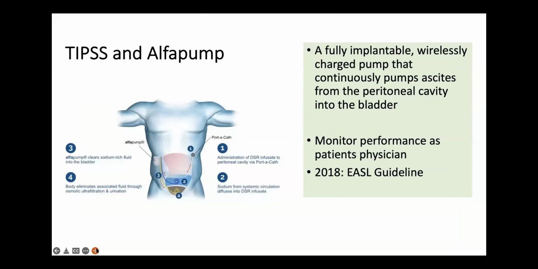So TIPS and your alpha pump. This is a pump that is fully implantable, wirelessly charged, that continuously pumps ascites from a peritoneal cavity and pumps the ascites into your bladder. I've never seen this, but you install it and you can actually monitor how much ascites is being pumped into the bladder as a physician. And it looks like it's very convenient for patients. It is in the ESOL guidelines in 2018.